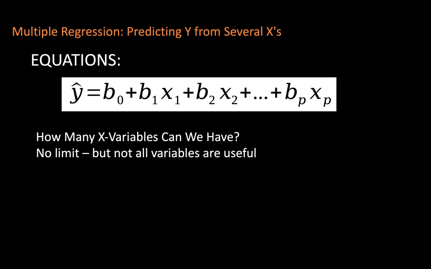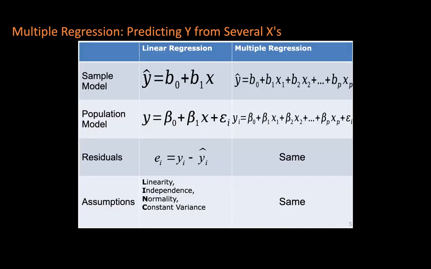So some equations, as you can see here, this is pretty similar to the regression of two variables, except this is a lot more complicated. We can have as many x variables as we want, but not all the variables are useful. As we see here, our sample model from linear regression versus multiple regression, we also still use the Greek letter beta for the population slope if we are using the population model.